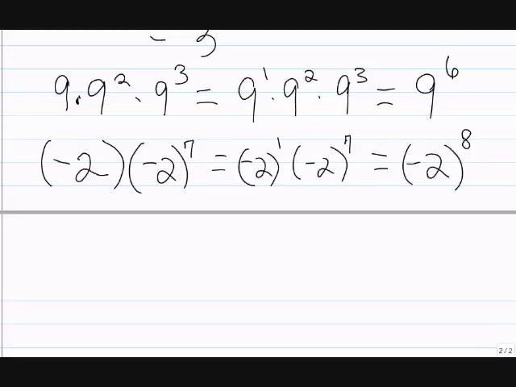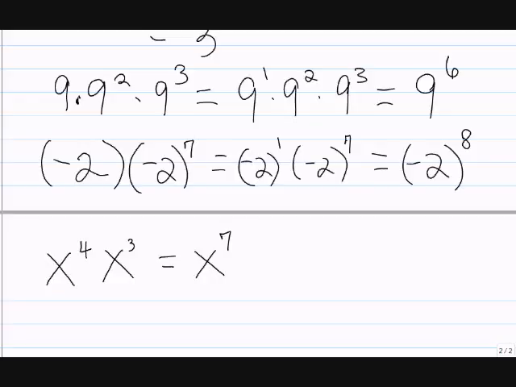Now, we don't just have to have numbers as bases. We can have variables as bases as long as they're the same. If I have x to the 4th power times x to the 3rd power, that's x to the 7th power. Okay.